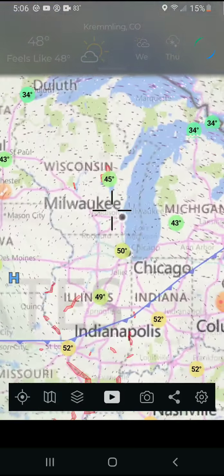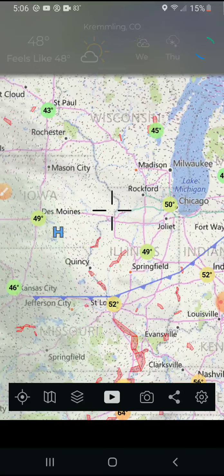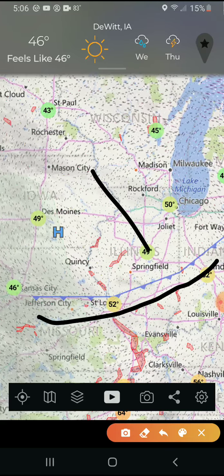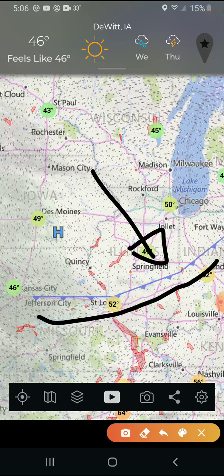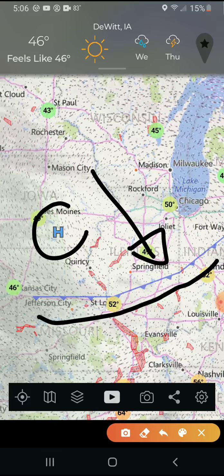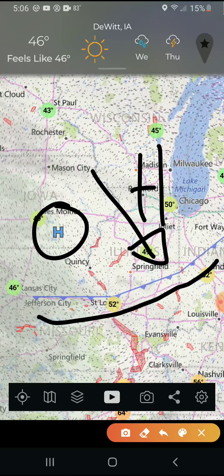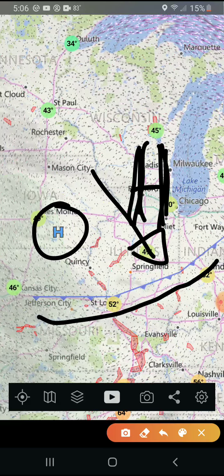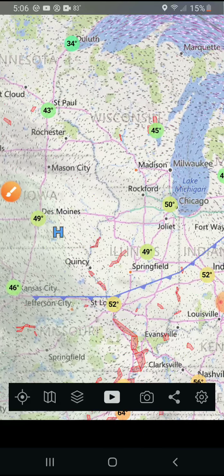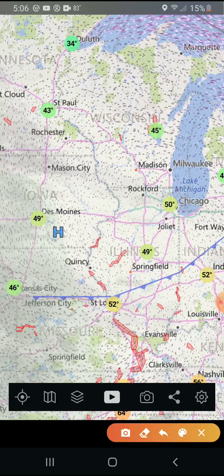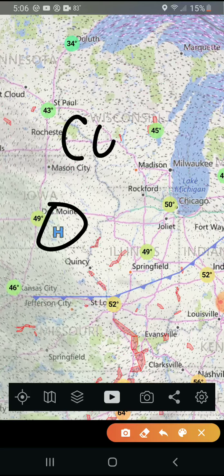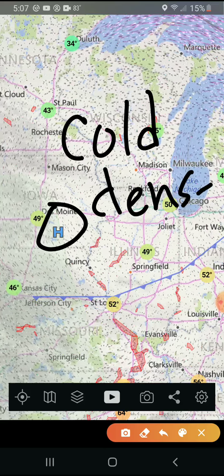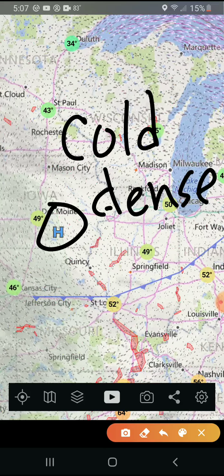So here's one right there. You see that? Now here we have a cold front. You can see the cold front is over here on the bottom, right? And since it's moving that way, after the cold front you are usually going to have a high pressure system. What we're talking about in a high pressure system is cold, dense air, right? It's cold air. It's dense also. That means that it's very heavy air, right? It's heavy.